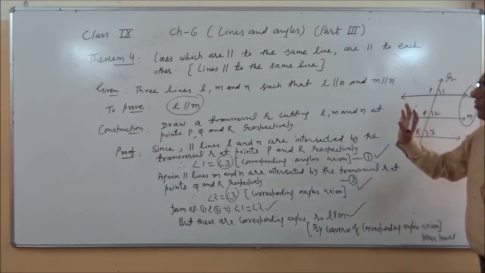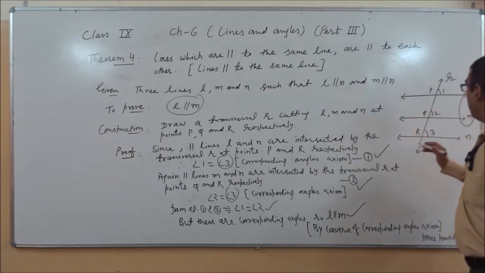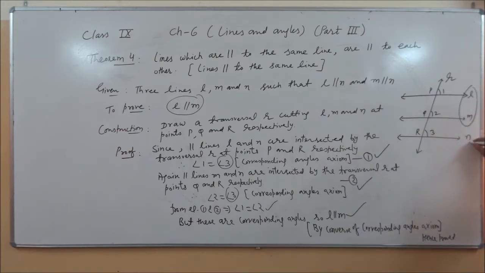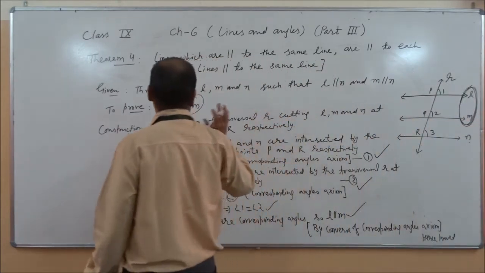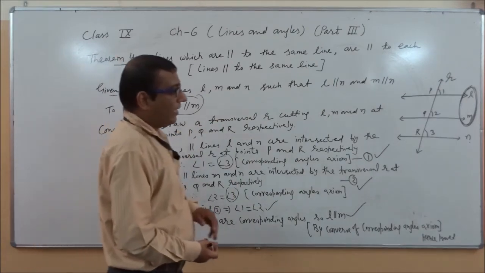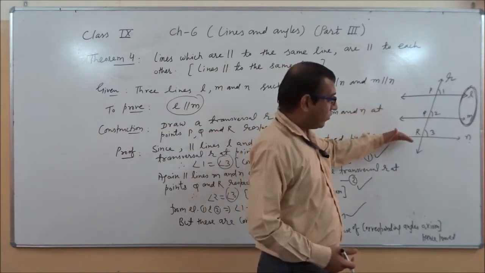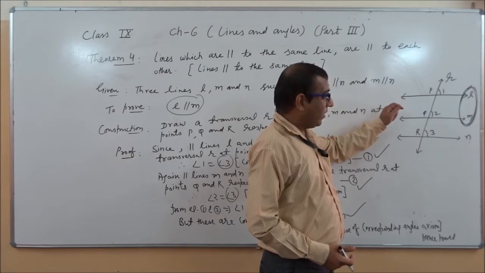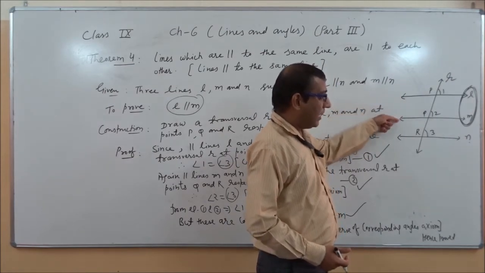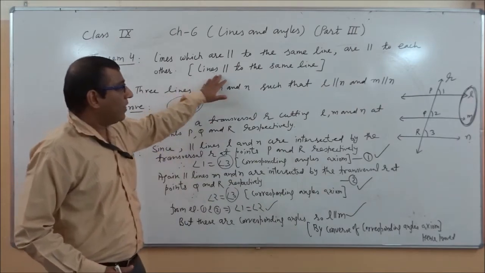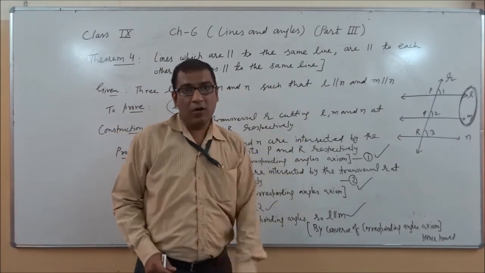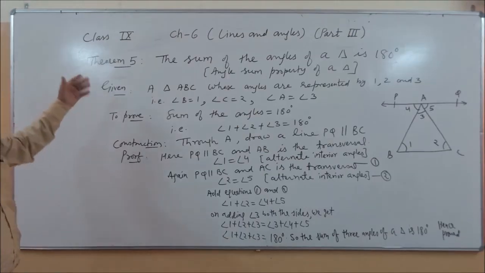So in this theorem, as you see here, if L is parallel to N and M is parallel to N, then definitely we can say L is parallel to M. I hope with the help of this theorem, you will easily identify that whenever one line is parallel to another line, how we can say that line L is parallel to M. I hope the concept of lines parallel to the same line is clear to all of you. Now we will come to theorem number 5.